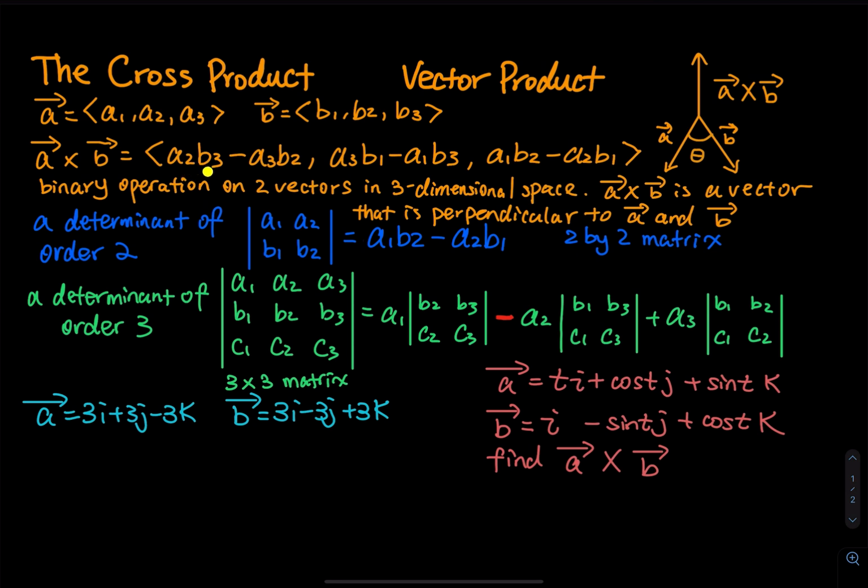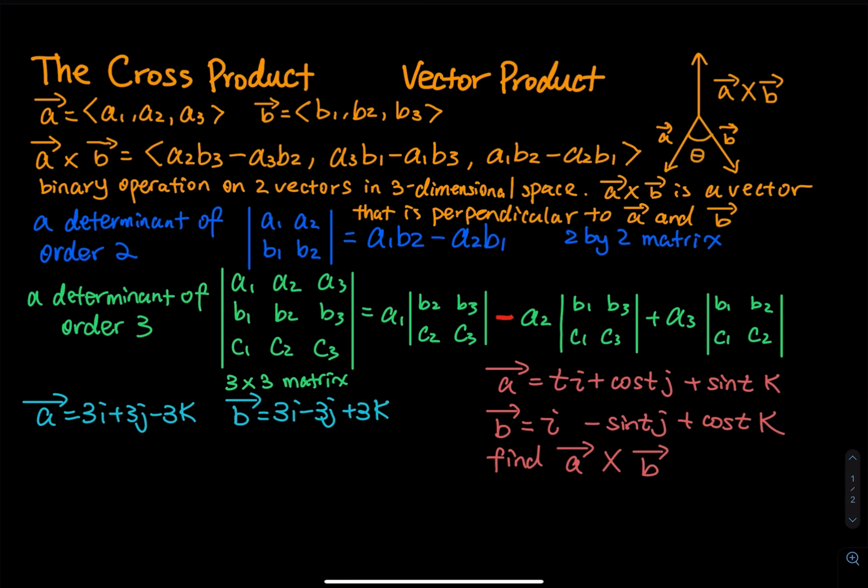But what does the cross product represent? The result is a vector, and the cross product is a binary operation on two vectors in three-dimensional space. Vector A cross vector B is a vector that is perpendicular to vectors A and B. So here is a picture. We have vector A, we have vector B, and this is the angle between them.